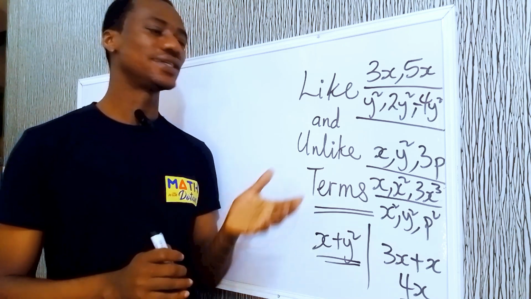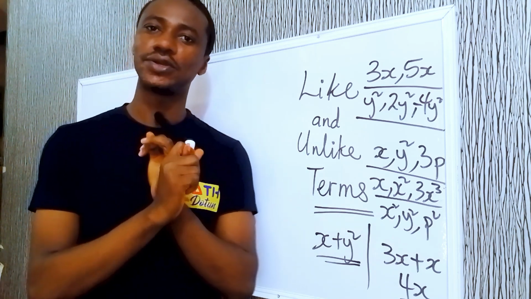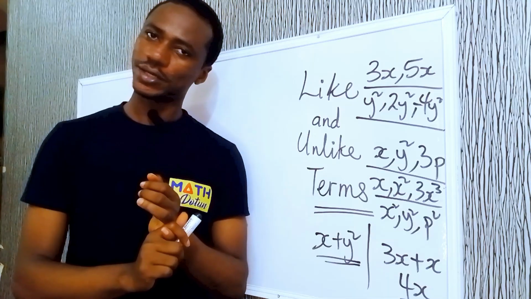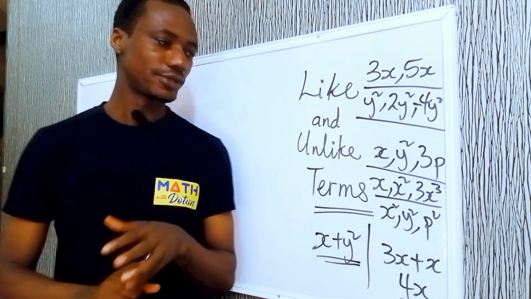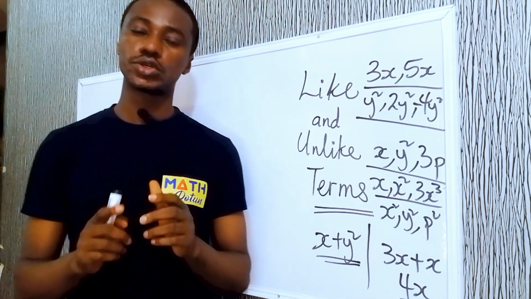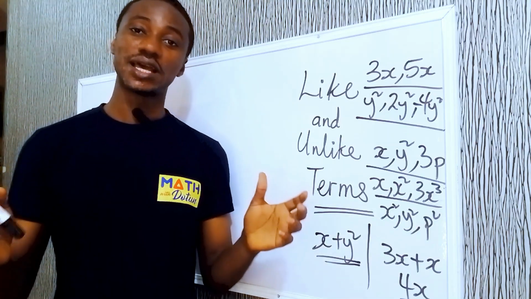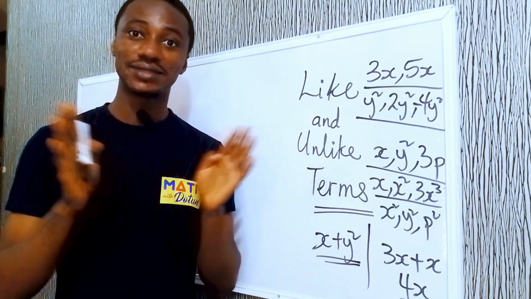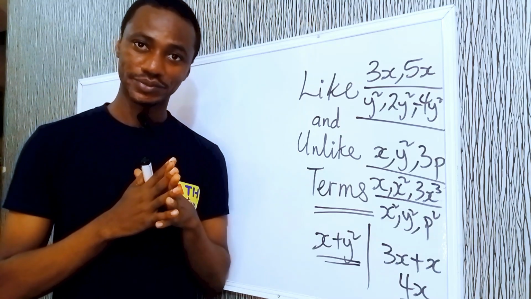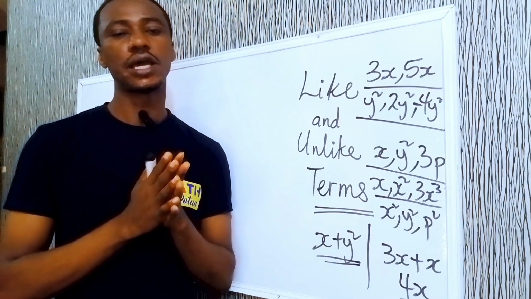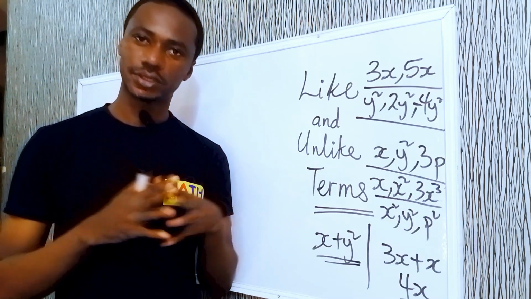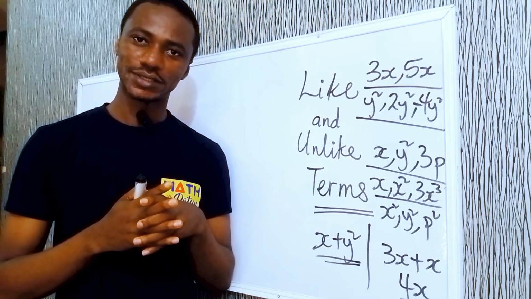So you must understand how to identify your like terms. And how can you identify like terms? Please tell me in the comments. Also, understand that like terms are very important because those are the kind of terms that you can add, subtract and simplify. But if they are unlike terms, you cannot simplify them. I believe that is clear.